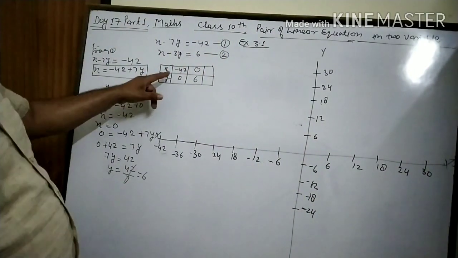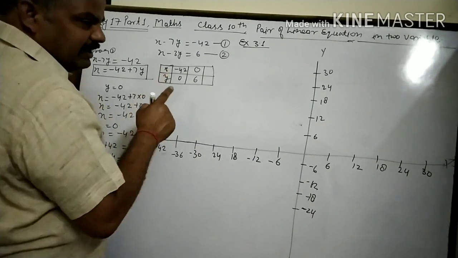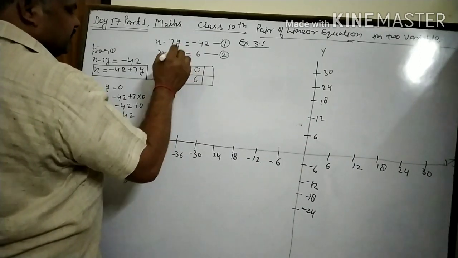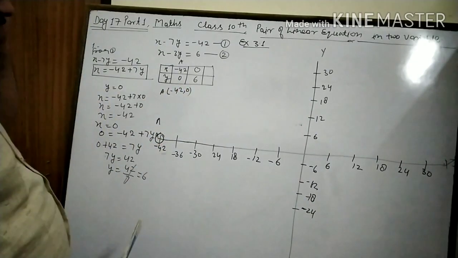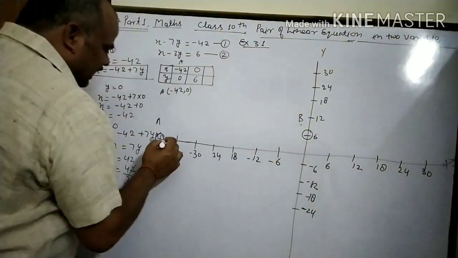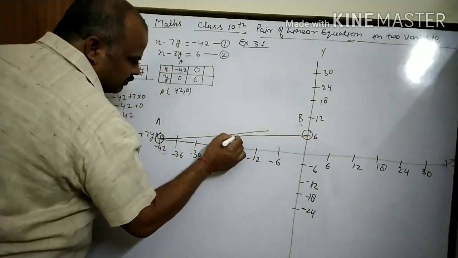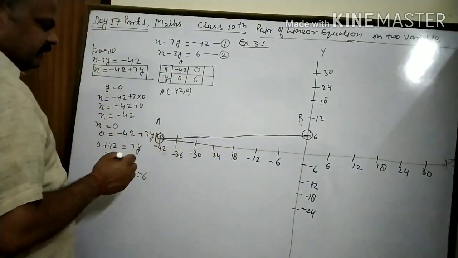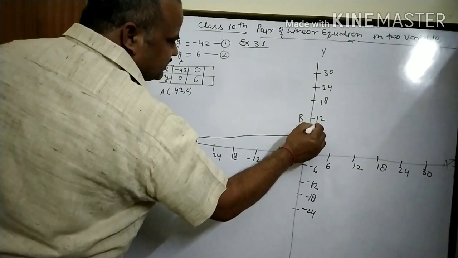Then first point is minus 42 and 0. Then you know that y is 0 on the x-axis, then this point is A. Suppose you consider A, minus 42 comma 0. And second point is 0, 6. Then this is B. Then our line is by this way. Clear? You can join this point A and B. It is 0 comma 6.